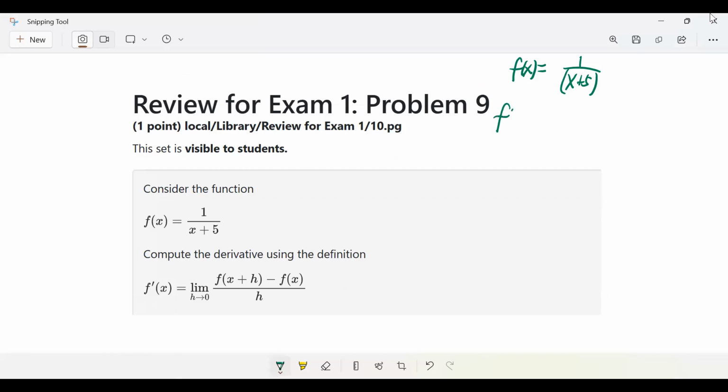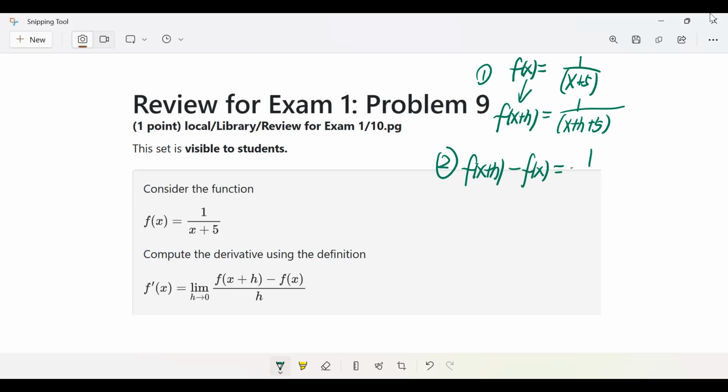And then we also need f of x plus h. That means for that, x becomes x plus h. It's going to be 1 over x plus h plus 5. Then we take care of that part, right? Now we can move on to the next part, so this is part number 1. Part number 2, what happened to f of x plus h minus f of x. So we're going to have this 1 over x plus h plus 5, first term, second term, 1 over x plus 5.